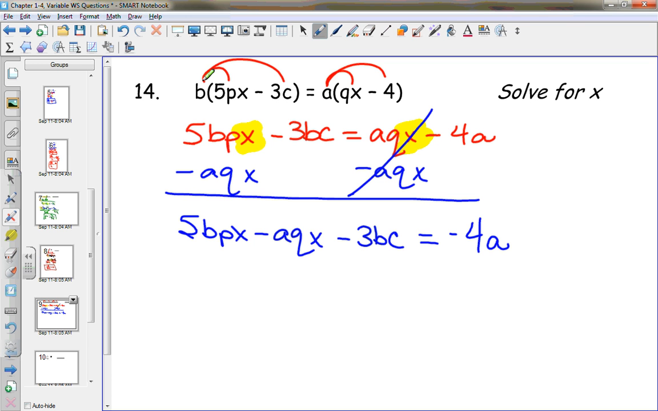What still is not to my liking? Negative 3bc. The negative 3bc is something that I'd like to get rid of, so how do I get rid of that? Add it. Why am I adding it? Because it's the opposite of a negative.